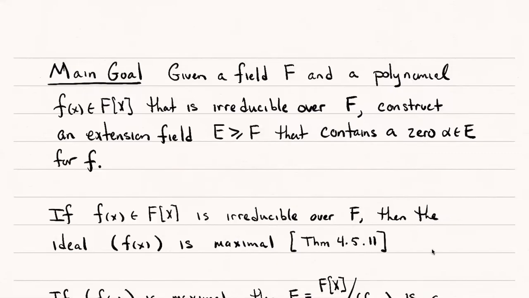In this lecture, we're going to achieve our main goal. I've got it written here. What I'd like to show you is a recipe for how, if somebody gives you a field and a non-constant polynomial over that field, in particular, as we said last time, an irreducible polynomial over that field, I'd like to construct an extension field of your given field that contains a zero for your polynomial.